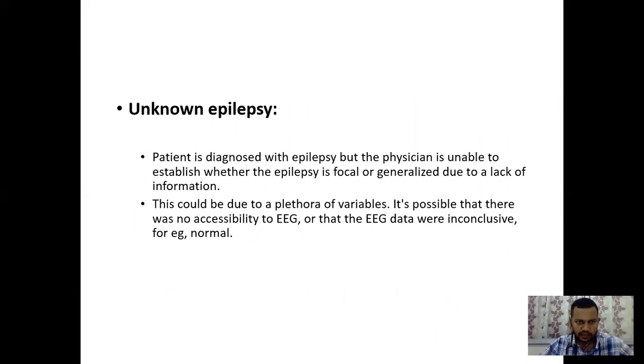Unknown epilepsy. The patient is diagnosed with epilepsy, but the physician is unable to establish whether the epilepsy is focal or generalized due to the lack of information. This could be due to a plethora of variables. It is possible that there was no access to EEG, or that the EEG data were inconclusive.